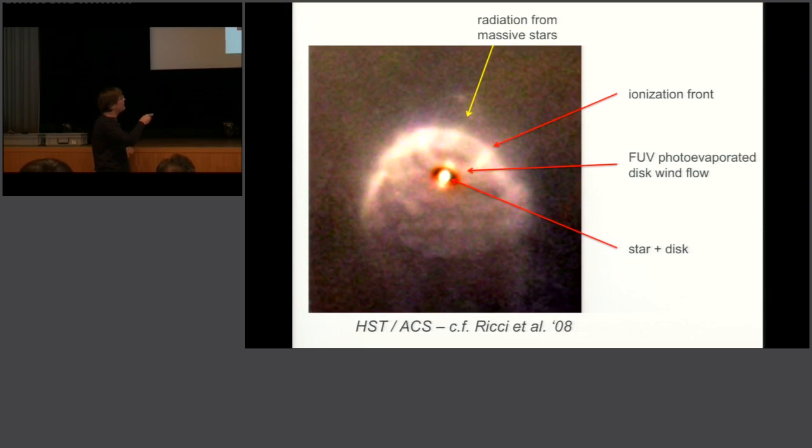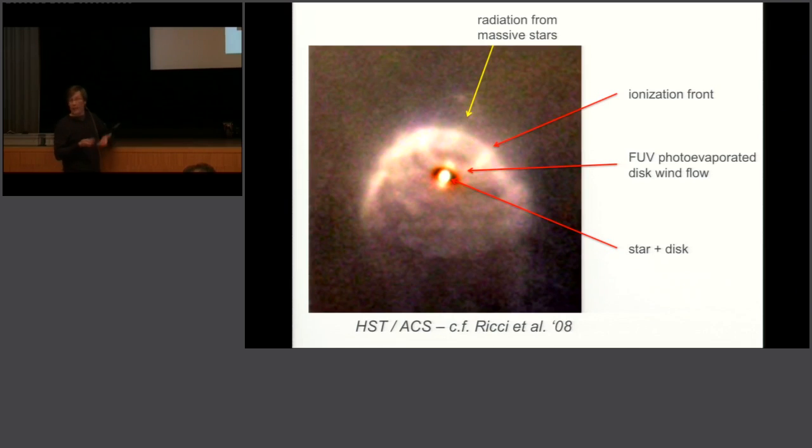And what you have to imagine here is that we have radiation from the massive stars in Orion which are impinging on this disk. So what we think is happening here is that this radiation is photoevaporating the gas from the outer regions of the disk, that gas is flowing outwards, and then at some distance away from the disk, it's being ionized. So what you have here is a star plus a disk. You can imagine there's some flow here. The FUV radiation is penetrating through the flow to photoevaporate the gas. The gas is flowing away, and then at some particular radius, it's being ionized, which is producing this rather sharp structure that you see in this HST image.